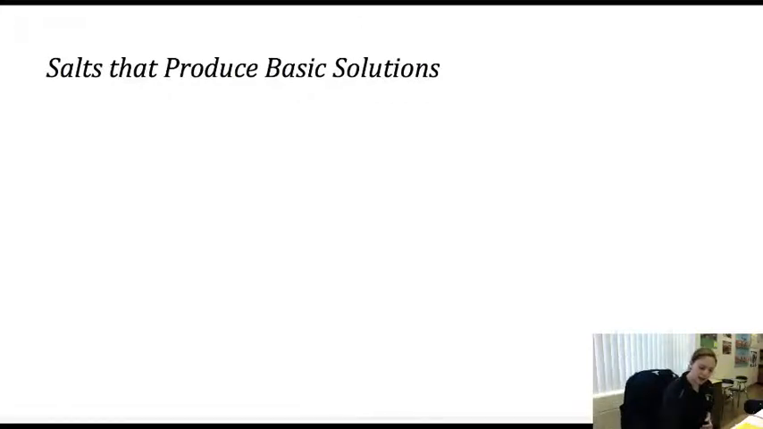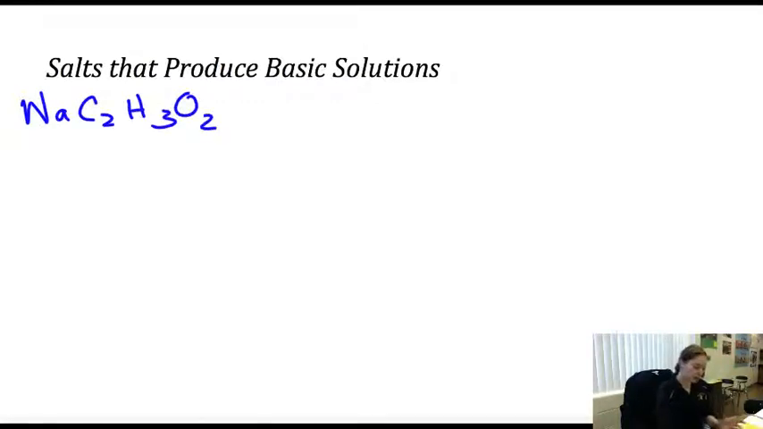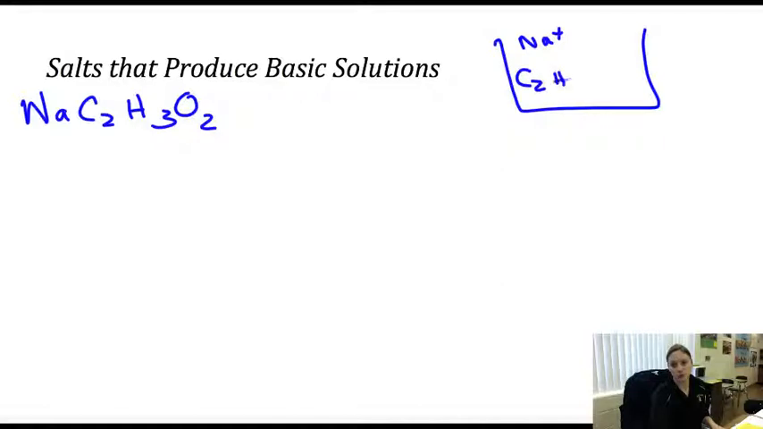So if I have, for example, something like NaC2H3O2, we're going to see what each of these would do with water. Well, again, I'm going to have my little beaker. This is going to be ionic. It's going to break apart. So I'm going to have Na plus and then my C2H3O2 minus. Since I'm in a solution, I want to have my H2O. I'm going to have some H plus and some OH minus.